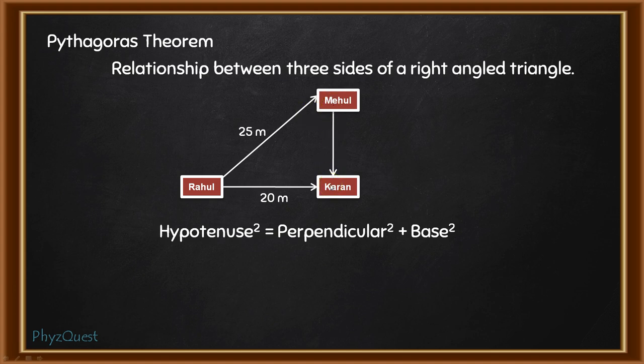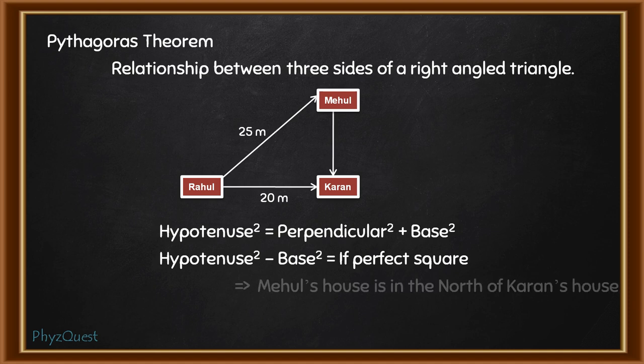Now we have to apply this. This value and this value are already given, and we have to check the perpendicular value, since we are hypothesizing that it should be a right angle triangle. That's why we are checking, using this law with the hypotenuse square and the base square, if it comes out as a perfect square, that means we can say that Mehul's house is in the north of Karan's house, or rather Karan's house is in the south of Mehul's house, which is actually the question. We have to derive the position of Karan's house with respect to Mehul's house.